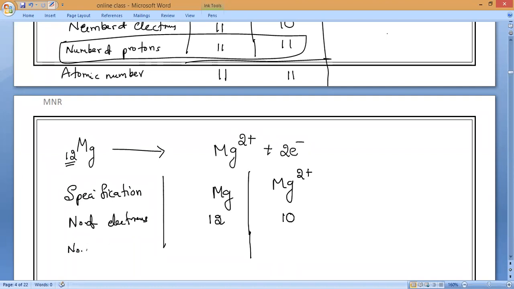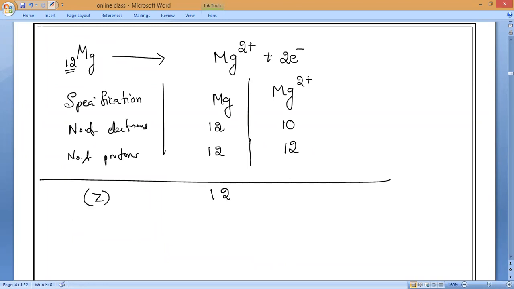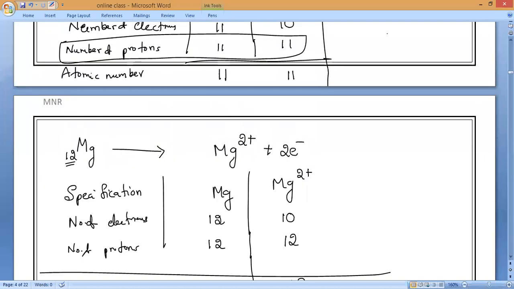Number of protons, how many, guys? 12. Here 12. Number of protons is 12 only. Okay. So what is atomic number? Atomic number of magnesium atom, 12. Magnesium ion also 12 only. Clear, everybody? Yes, please. All of you? Yes, sir. Now, sir, you have written only for positive.